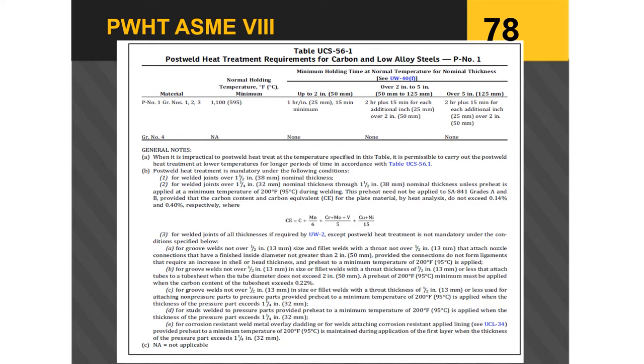In ASME, post-weld heat treatment in ASME Section 8, it is easy to know the temperature: the material by name, P number and the normal holding temperature, which is the temperature you will reach. For example, P number 1 is 590 Celsius minimum, sorry, and 1100 Fahrenheit as a minimum.